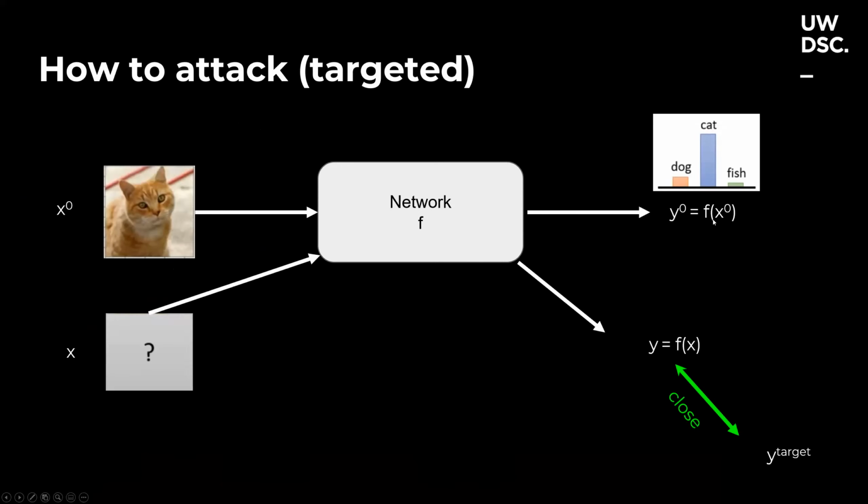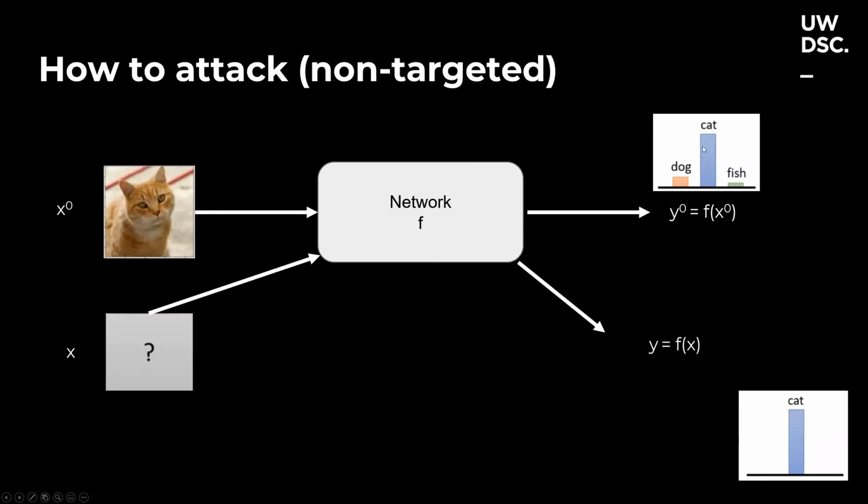Let's say you have two distributions. One is like the one above: cat is approximately 70%, dog is 20%, fish is 10%. You have that sort of distribution from the normal network. And what you want to do is feed in an image X. We don't know that image. We want the model to give us the answers, and we result in distribution y, where y is equal to f of x. And so we want those two distributions to be far.